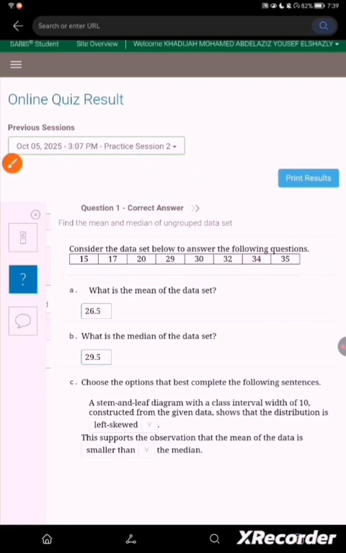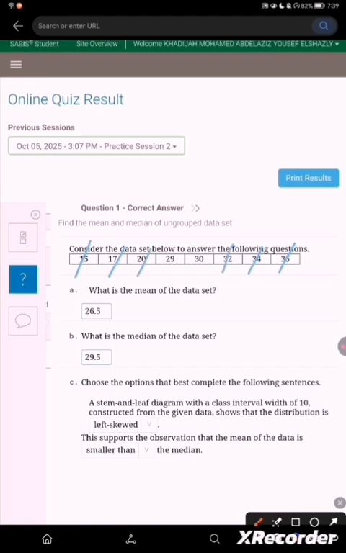Now, for the median, if they ever ask you for the median, the first thing you always have to do is look at the numbers and see if they're arranged. They can either be arranged from smallest to greatest or greatest to smallest. It doesn't really matter, as long as they're arranged in the proper order. So if you look at this data set, you can see that they're arranged in the proper order. So you can start by crossing them out from each side. You're going to cross out 15 and 35, 17 and 34, 20 and 32.